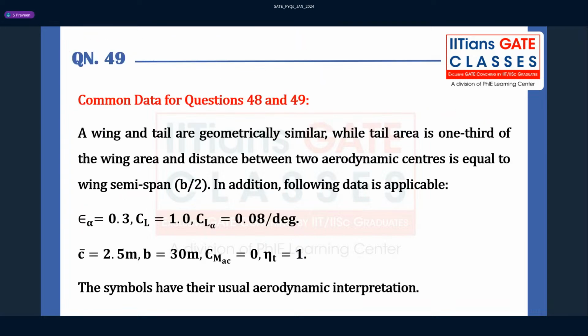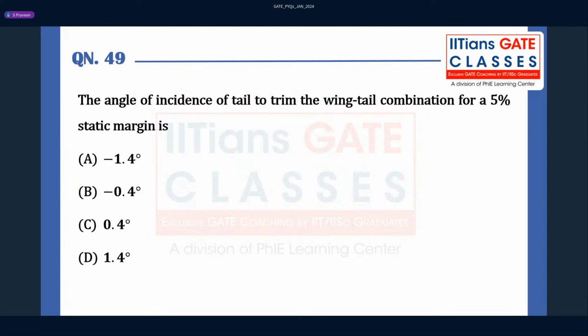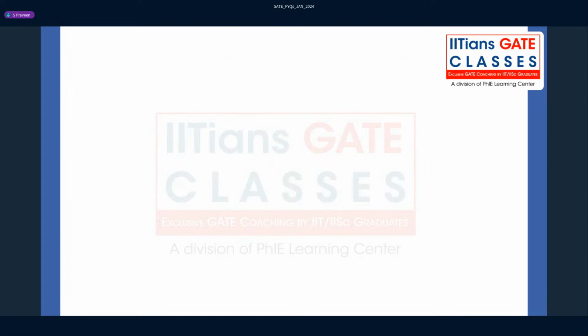Take this problem again, same question, but this is a linked one. So I have the data, which is known to you. He's asking the angle of incidence of tail to trim the wing tail combination for a 5% static margin is dash. So we have four options: minus 1.4, minus 0.4, 0.4, and 1.4. Okay, right. Let's do this again. Simple problem.